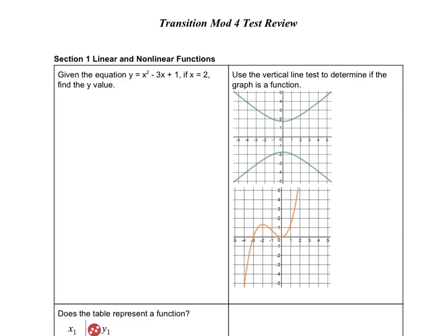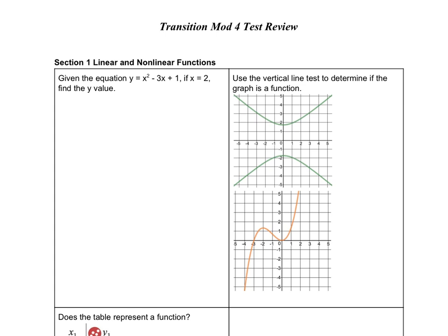I'm going to review the concepts on the Module 4 test in order to prepare you. So in Section 1, we were talking about whether or not a function was linear or nonlinear. So given the equation y equals x squared minus 3x plus 1, if x equals 2, find the y value. So just plugging in a value for x.